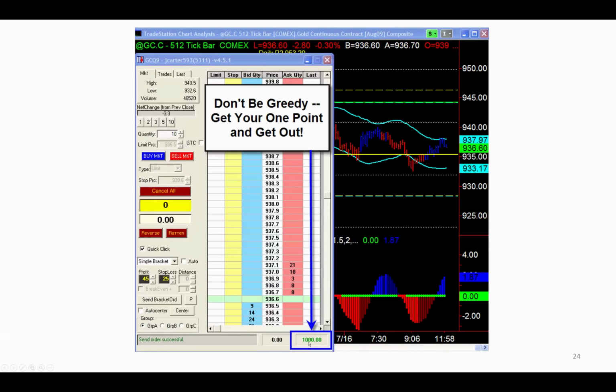So that's something where I'm willing to wait all day for a setup where I can quickly book $1,000 like that. In this case, it was about 7 minutes.